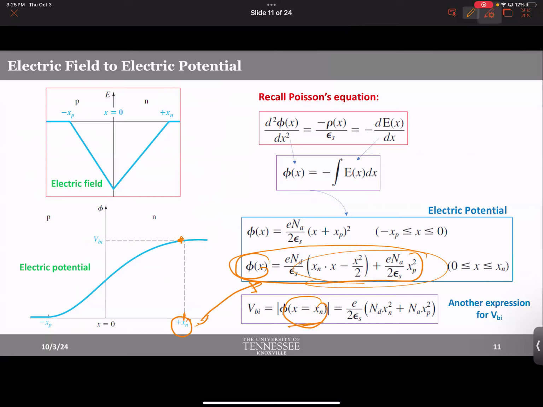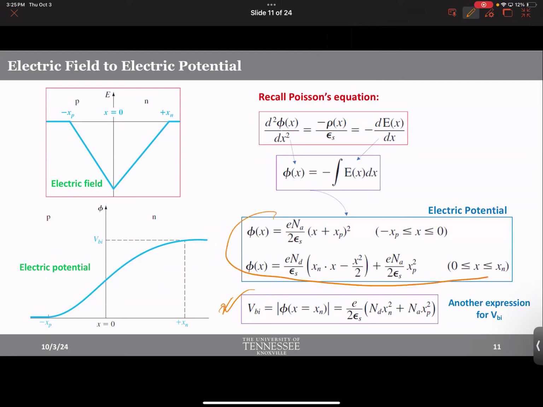All right, my point is, I didn't have to go through this anyway, but it's there in the textbook. If I don't cover it, at some point you'll get confused. So I want to cover it, okay? The textbook showed you that there is another way to calculate built-in potential using this potential expression that you have just derived.